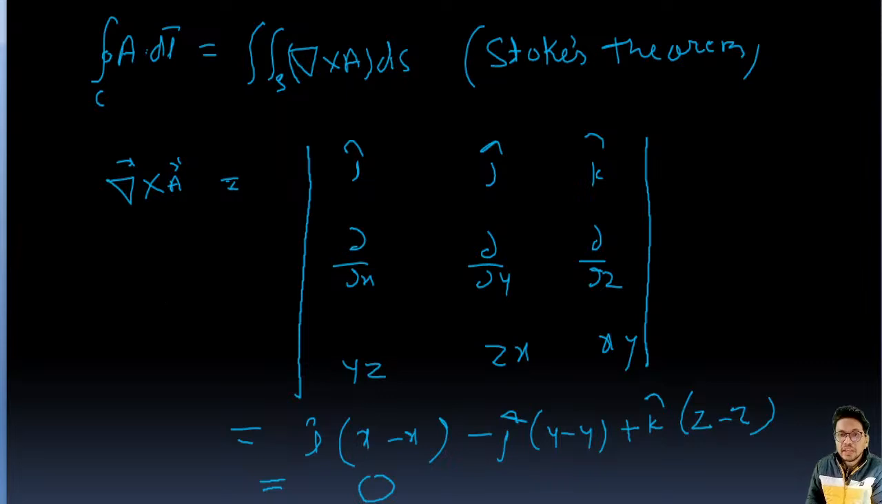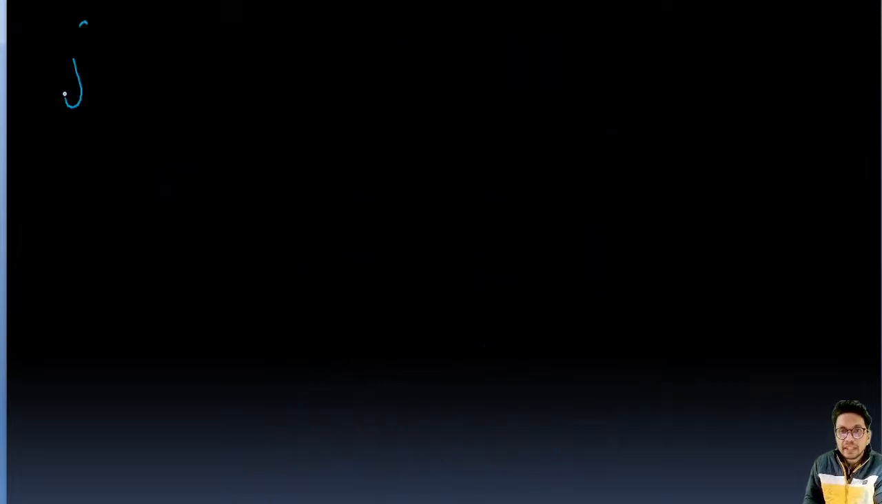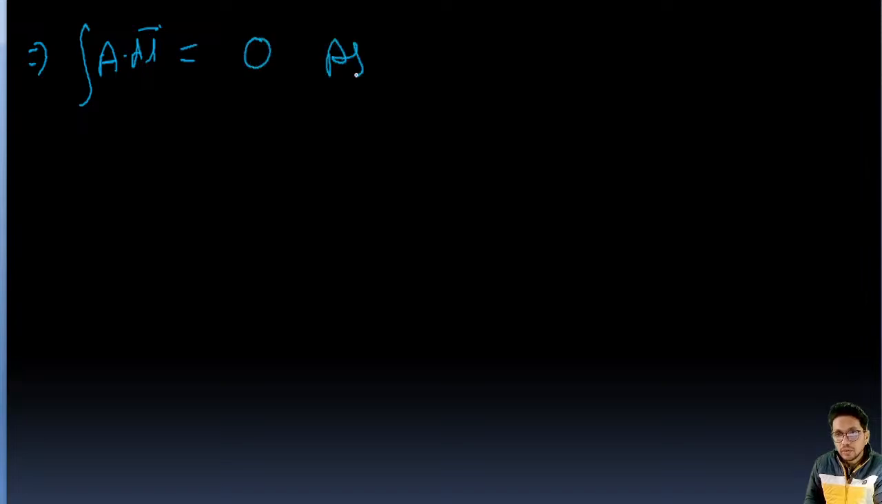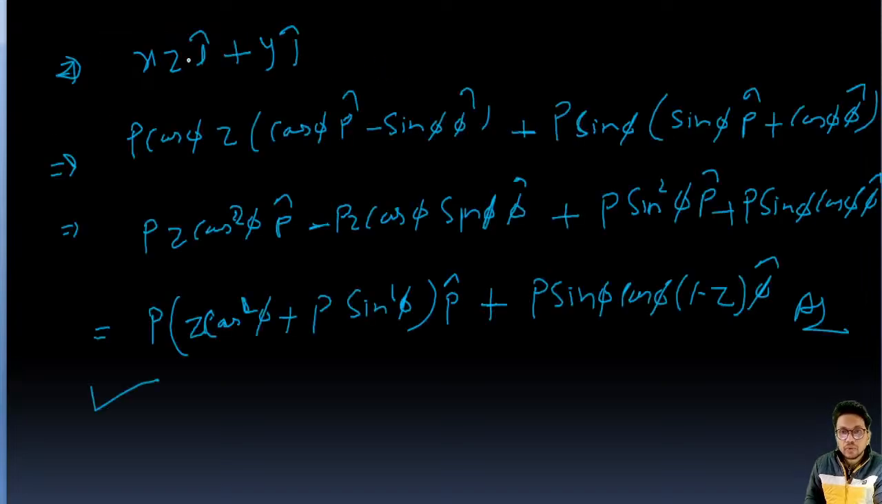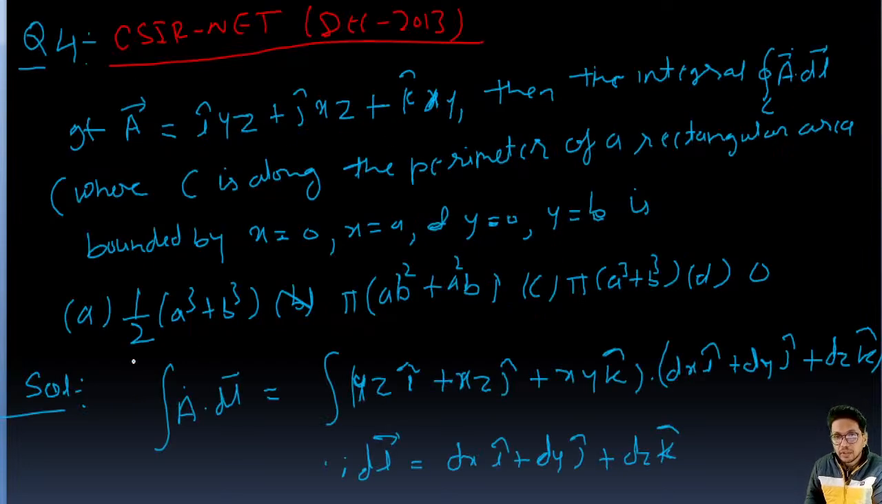Okay, so curl of A is 0. See how easy this question is because of this theorem, right? And this is asked in December 2013 in CSIR NET. So this implies the integral of A dot dl is going to be 0 because curl of A is 0. So which option is the correct option for this? The integral of this is going to be 0, so option number D is the correct one. Okay, guys.